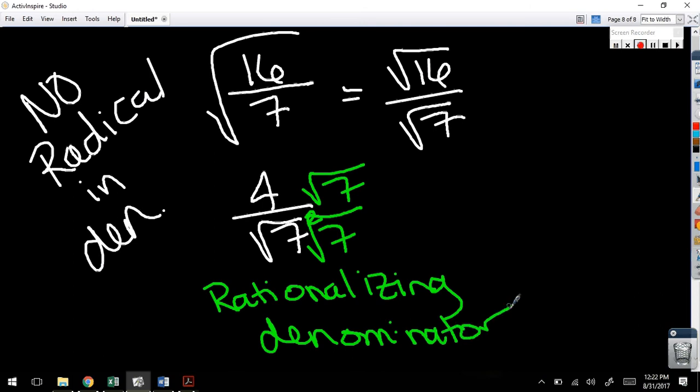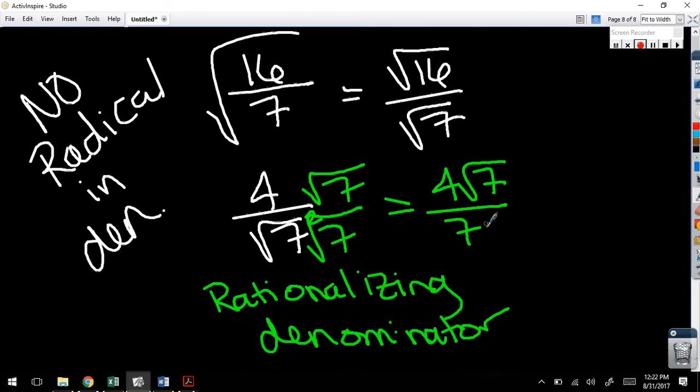So see, I was right. Y'all did know some of this. All right, so it's going to be 4 square root of 7 over, what's the bottom become? What's the square root of 7 times the square root of 7? 7, right? Square root of 49 is 7.